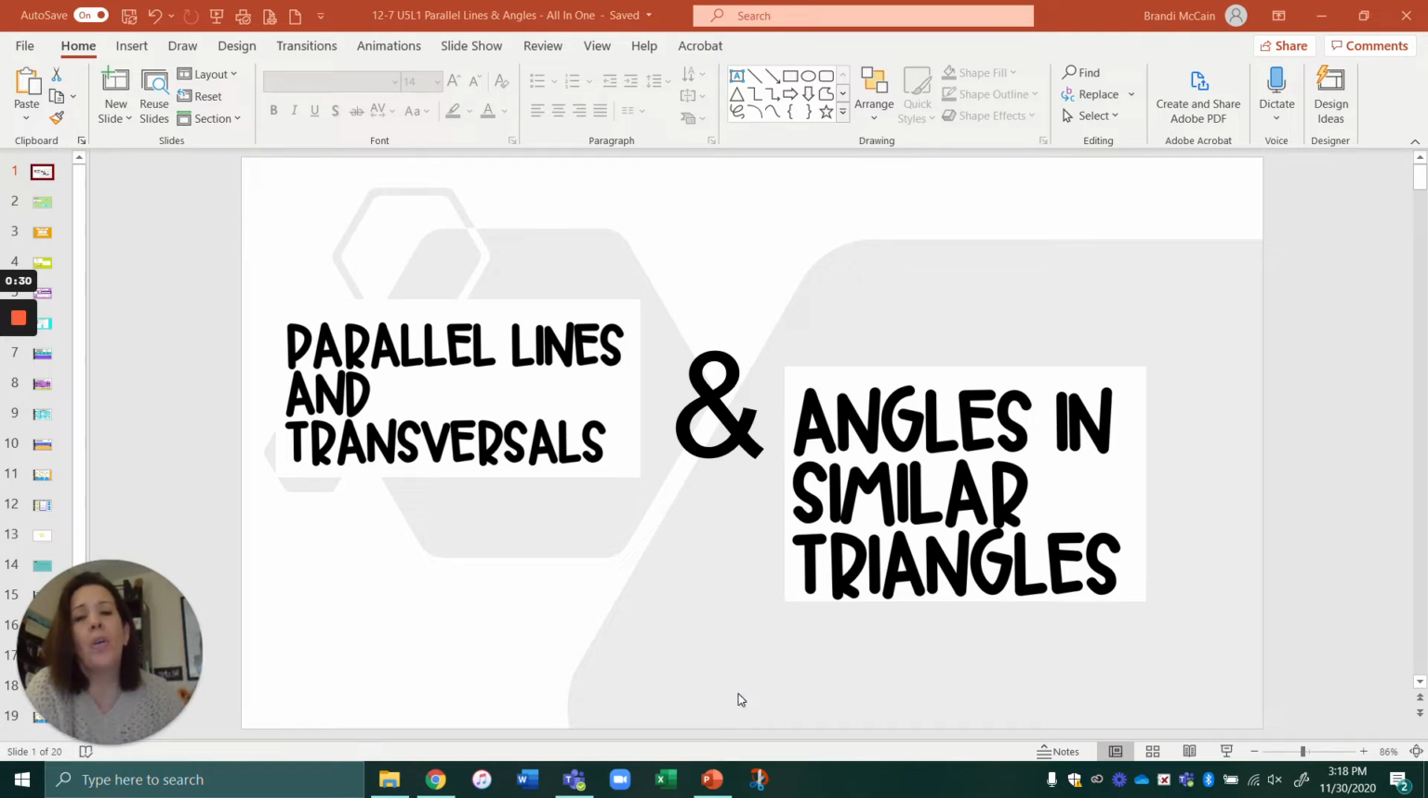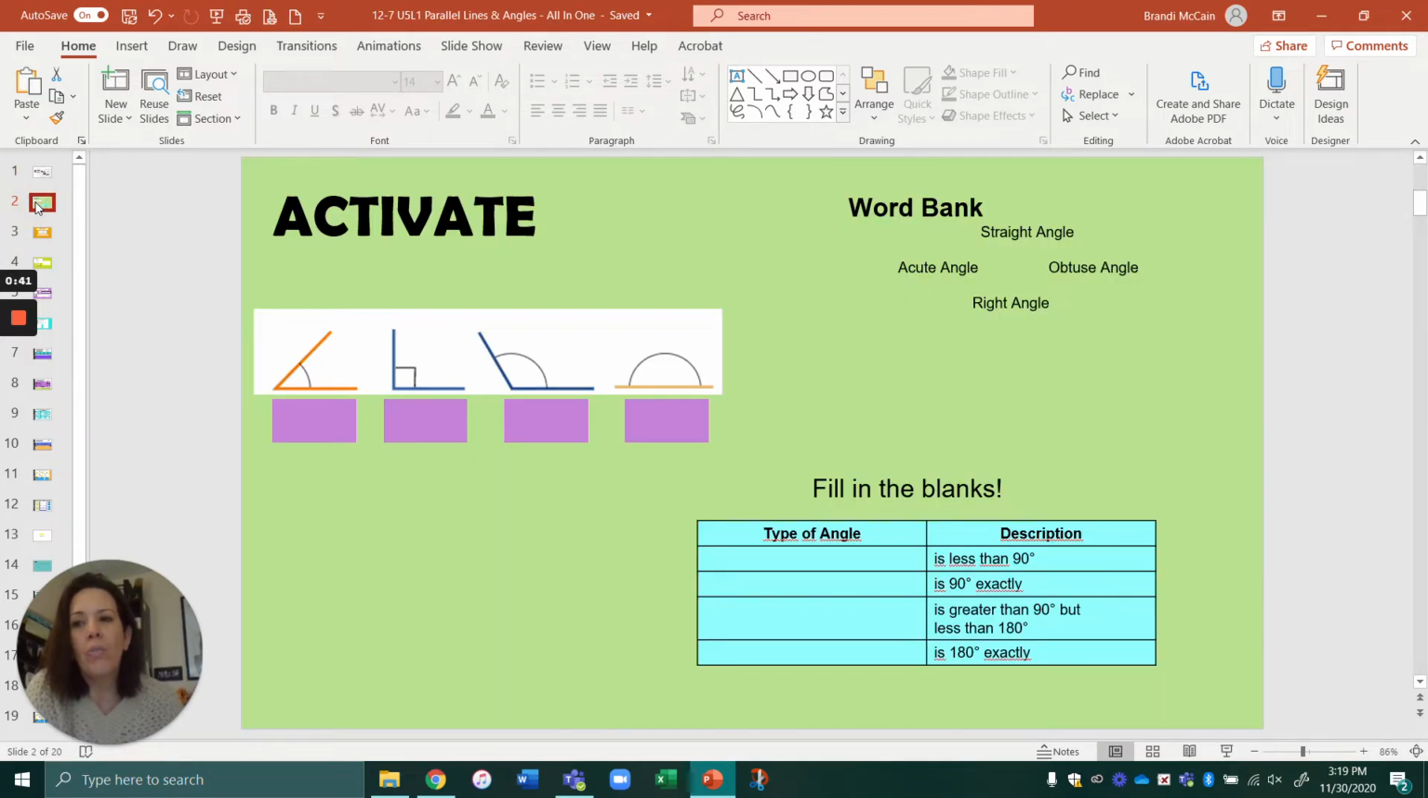All right, so today's lesson is parallel lines and transversals and angles and similar triangles. Okay, so let's start off with the slides. Slide 2, 3, 4, and 5, maybe 6, I believe, are all just notes. The activate is just remembering your angles, straight angles, acute, obtuse, and right. I'm not going to do that one for you because you should be able to do that one.